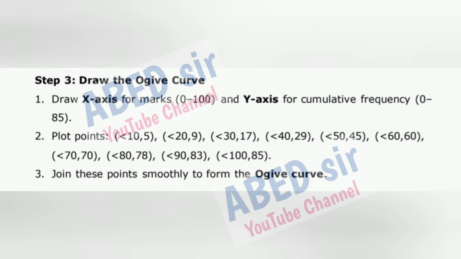Step 3. Draw the ogive curve. Draw the x-axis for marks, 0 to 100, and the y-axis for cumulative frequency, 0 to 85. Plot points (10, 5), (20, 9), (30, 17), (40, 29), (50, 45), (60, 60), (70, 70), (80, 78), (90, 83), (100, 85). Join these points smoothly to form the ogive curve.